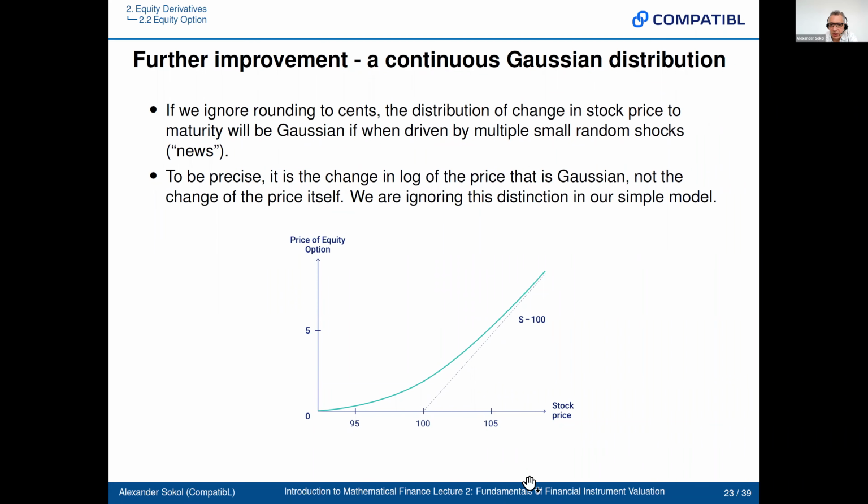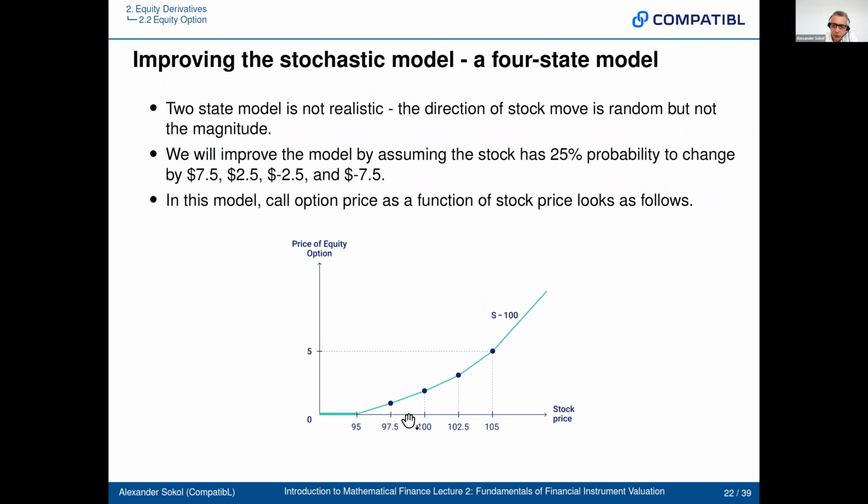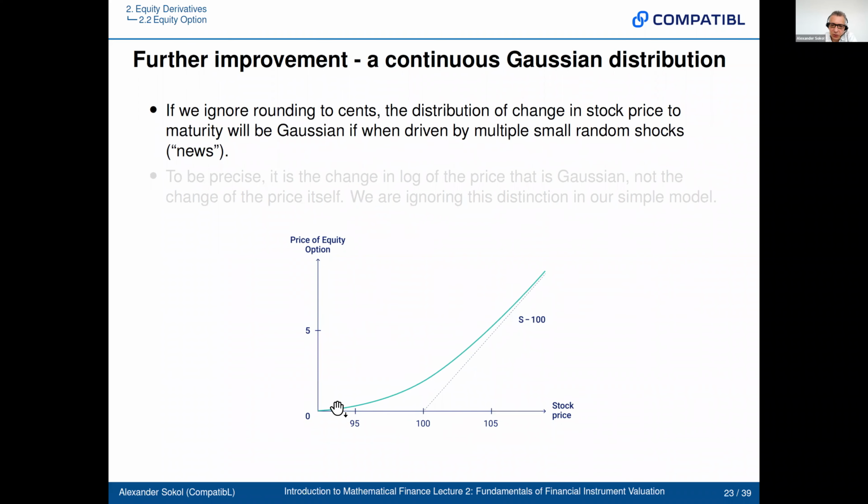In this case, it will look something like this, right? So our 2 transitions become 4 transitions. Now it becomes kind of a continuous smooth curve, which approaches, well, in this case, with these tiny increments, I actually go above 105. The stock can be below 95.